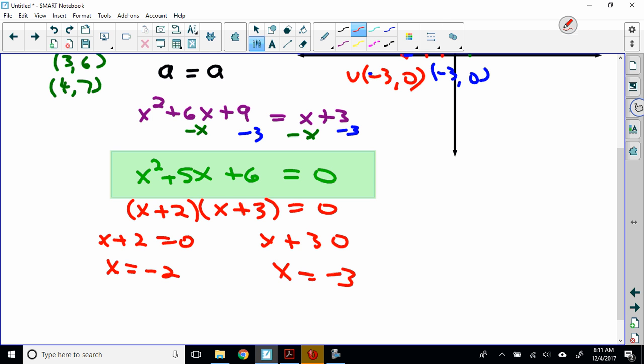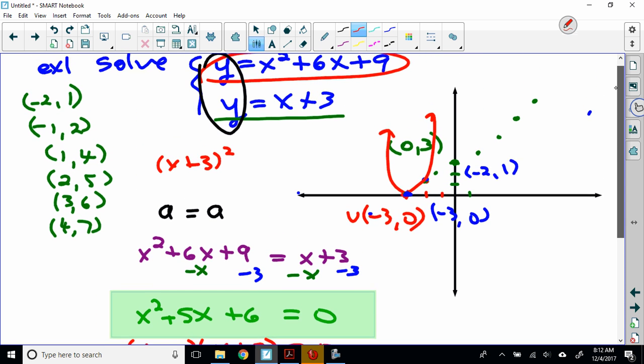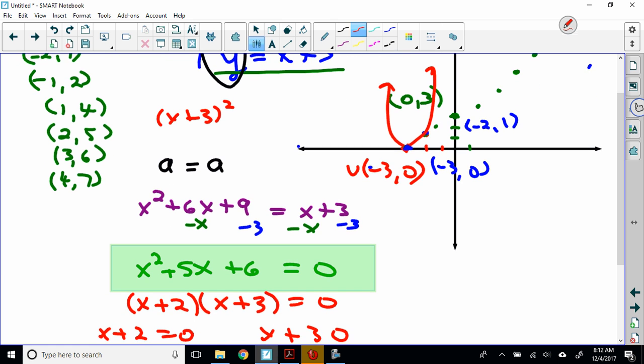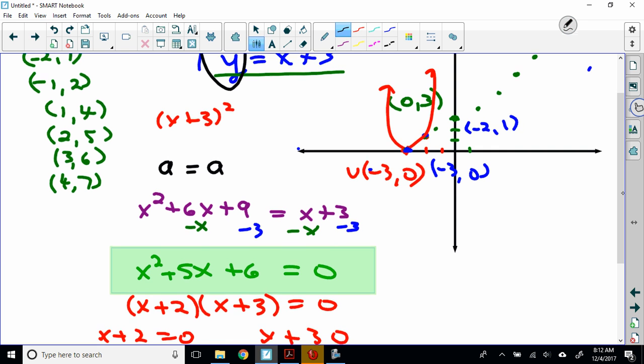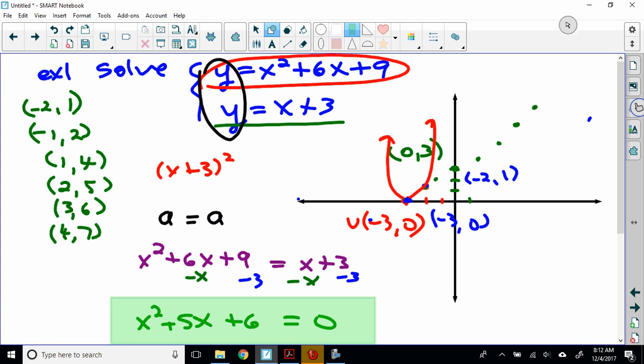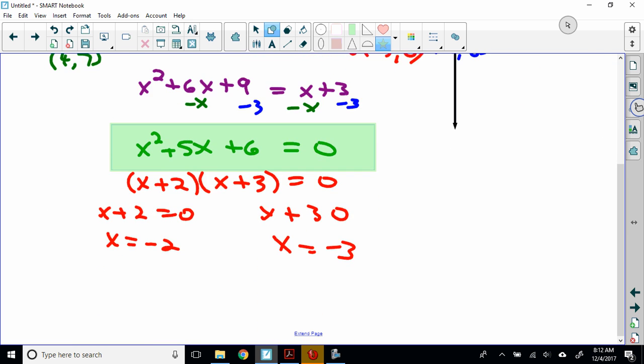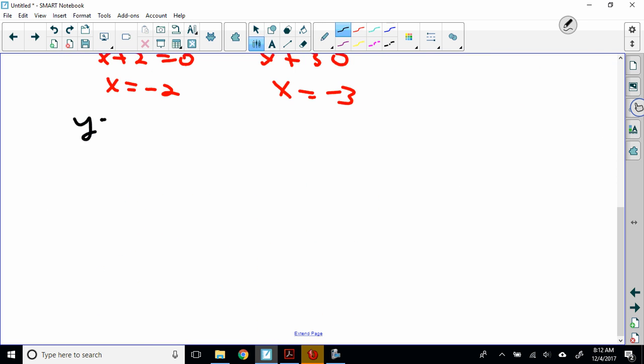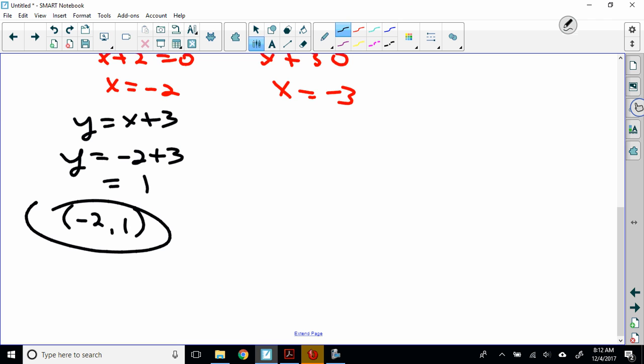Yeah, we have to solve for the corresponding y's also, right? Because when we solve a system, it's where the things meet, and the things meet at a point in space. All right, so I know one of my answers is negative 3. So I would probably use this equation here to find my y's. We know that y is x plus 3. So the y value is going to be negative 2 plus 3, which is 1. So negative 2, 1 is our one answer.